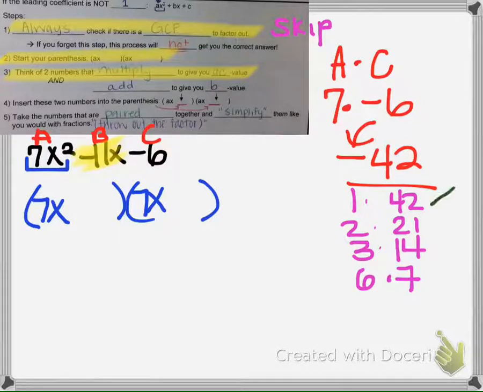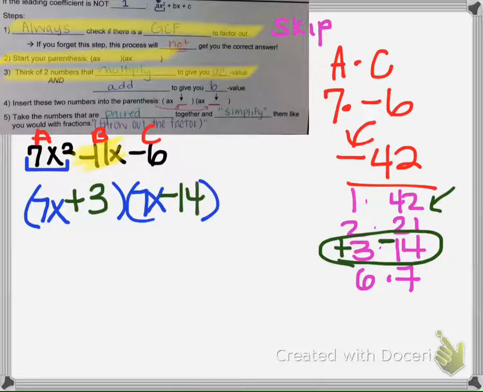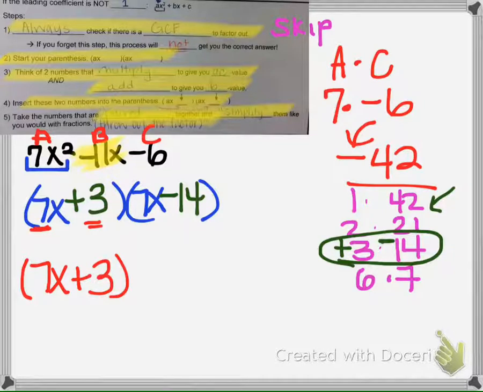If I think about all the combinations here, if I made this a negative 14 and this a positive 3, that would work. So we're going to put a positive 3 in the parenthesis and a negative 14. Again, these could be switched. Then the next thing we do after we put them in the parentheses is we see if any of the numbers that are paired together can be simplified and if there's a factor that goes into them, and we'll just throw it out. Nothing goes into 7 and 3, so we're going to keep it as 7x plus 3. But 7 can go into both of these, so we're going to write it as x minus 2.